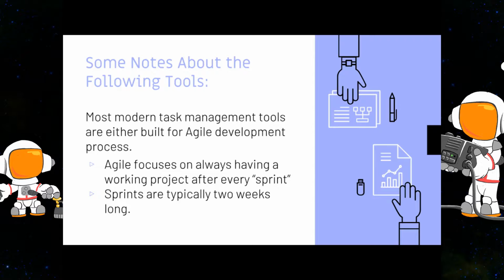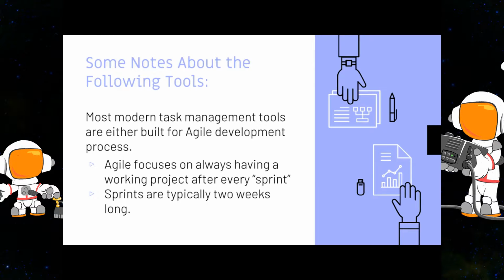But anyways, most modern task management tools are either built for the Agile development process. I think checklist was the other one, or to-do list. But anyways, Agile focuses on always having a working project after every sprint. Sprints are typically 2 weeks long. So basically, when you start a project, you're going to be like, all right, so what can we get in a demonstrable state after 2 weeks?